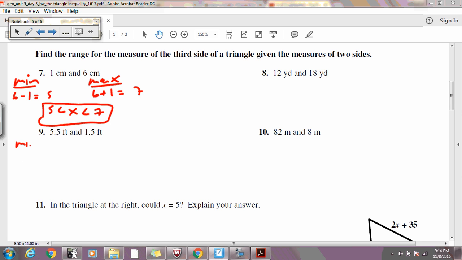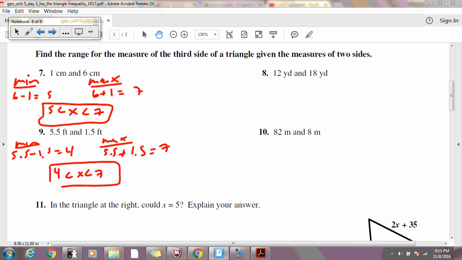Number 9, same idea. So subtract 5.5 and 1.5. You should get 4. For the maximum, you're going to add 5.5 with 1.5, and you should get 7. So the range is 4 less than x less than 7. And write it like an inequality when you're finally done.